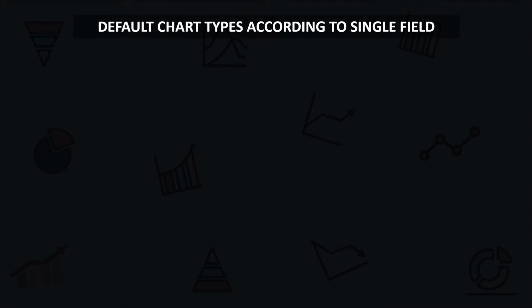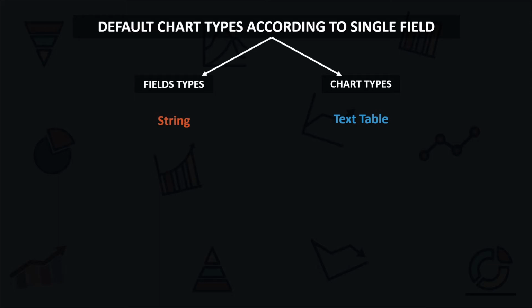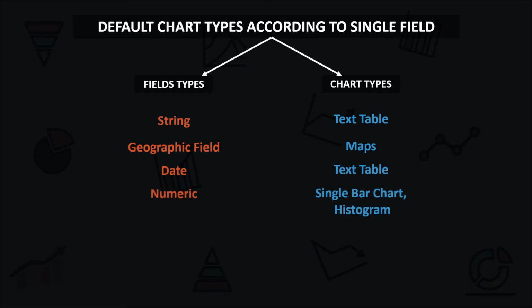But before that, we have some default charts for every field type. The field type chosen can be a single field or multiple fields. Depending upon the single field, we have the following charts selected. Whenever we select a string field, the best preferred chart is a text table. Whenever we select a geographical field, the chart will be a map. When we select a date field, the chart would be a text table. And when we select a numeric field, that is a continuous field, the chart would be a single bar chart or a histogram.